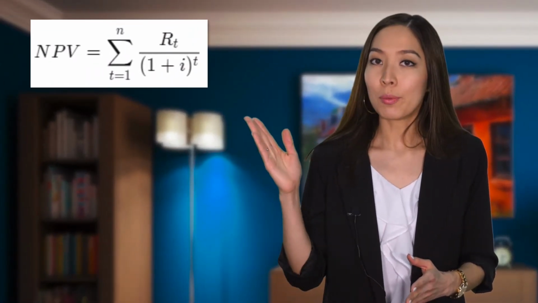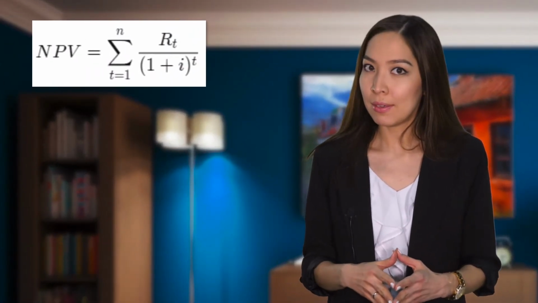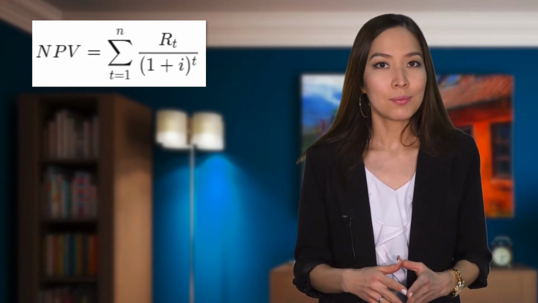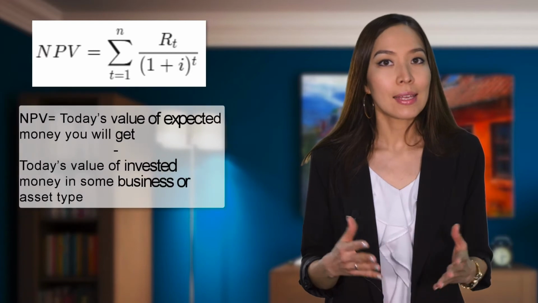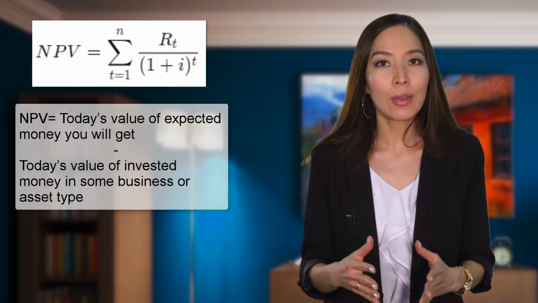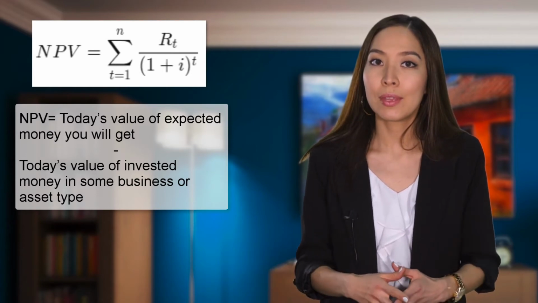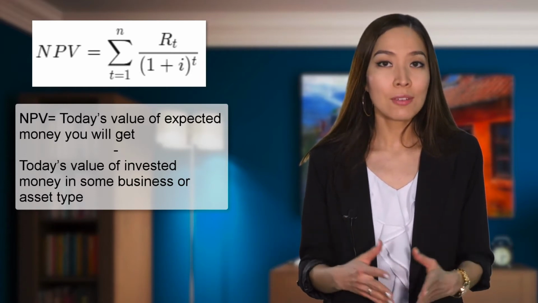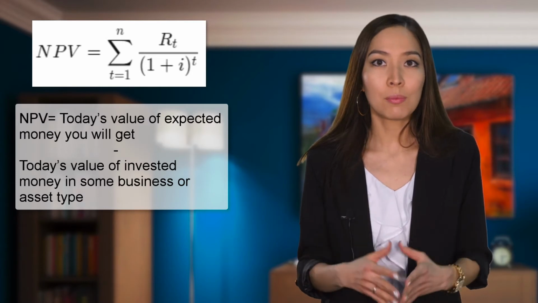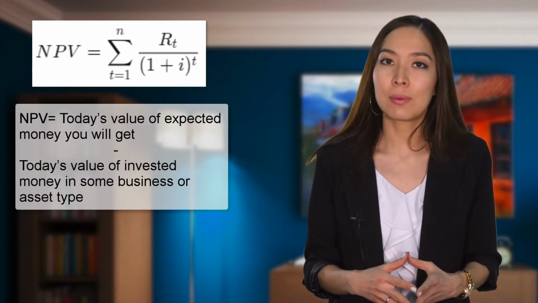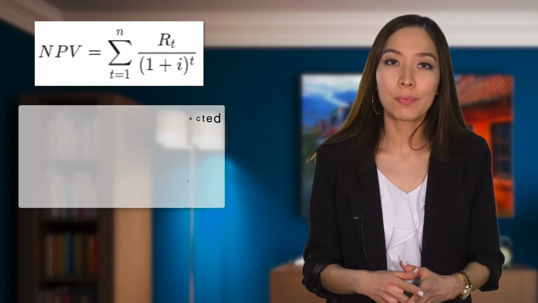This formula is used to calculate NPV. Here is an easier way to remember the concept of NPV. NPV is today's value of the expected money you get minus today's value of the invested money in some business or asset. An investment with a positive NPV is considered profitable, and an investment with a negative NPV is not acceptable, as it gives no money.